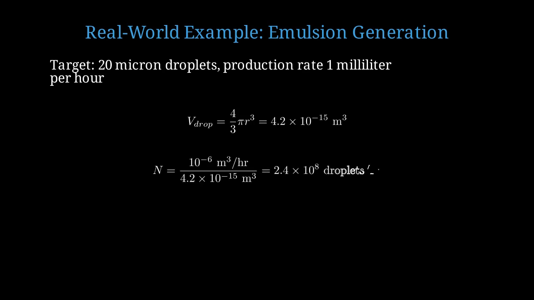1 milliliter per hour is 10 to the minus 6 cubic meters per hour. Dividing by the droplet volume gives 2.4 times 10 to the 8th droplets per hour. That's 67,000 hertz, or 67 kilohertz. This is extremely fast, and you'd likely need parallelization with multiple nozzles to achieve this.